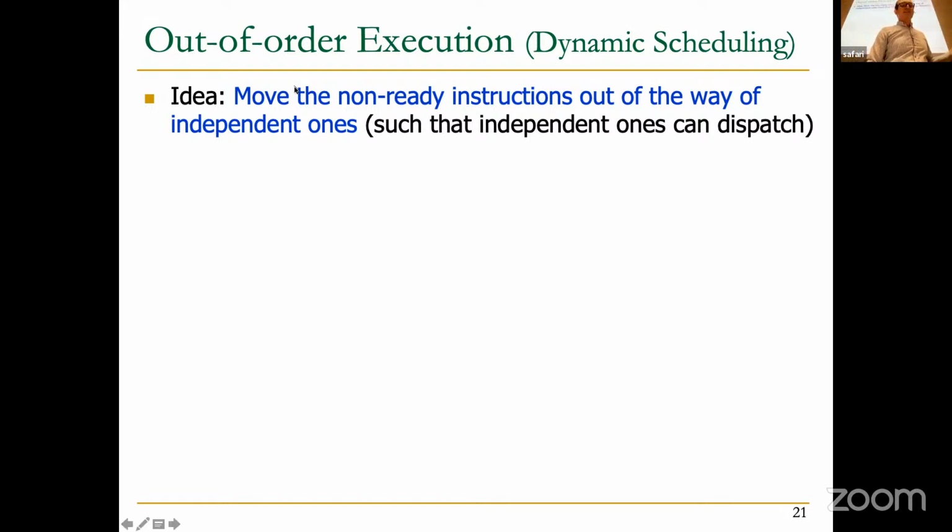I've kind of hinted at this. Move the non-ready instructions out of the way of the independent ones. Basically, add some hardware buffers. And if an instruction is not ready, no problem. Move it somewhere else. In fact, what we're going to do is do it more methodically.